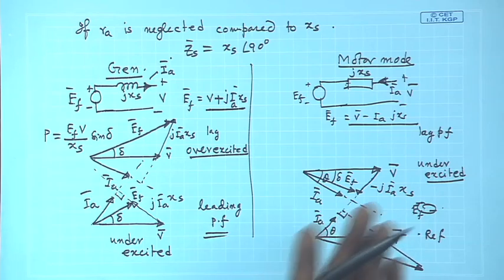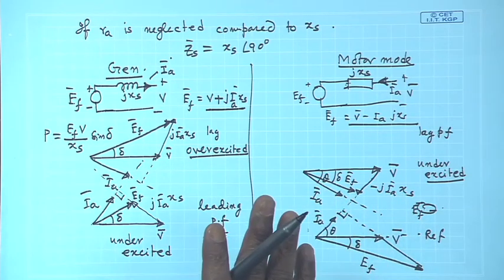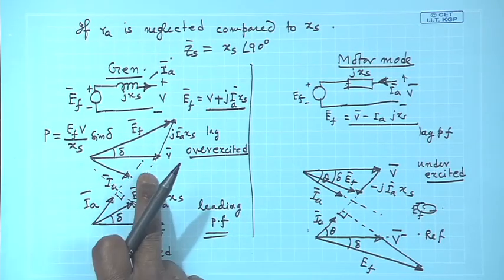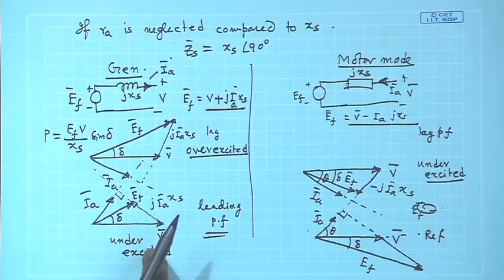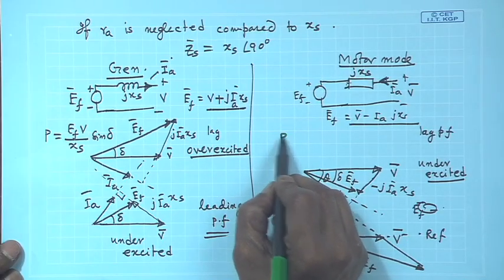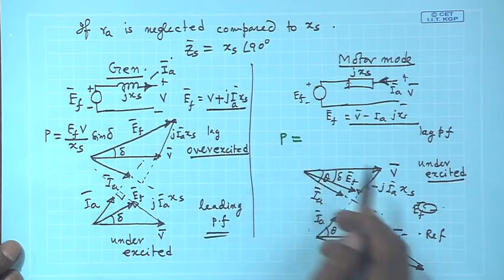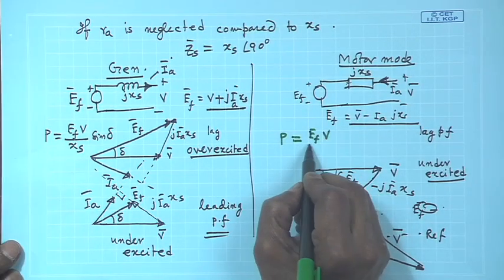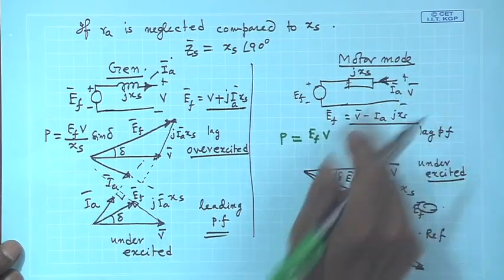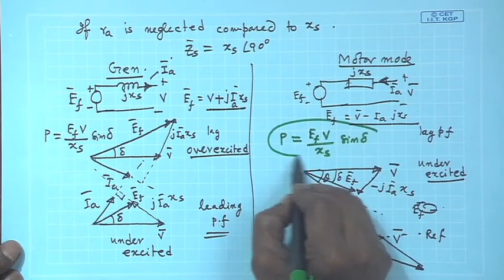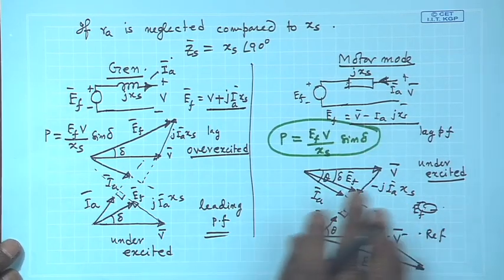But we now have a fair idea. Once again, in case of a generator, Ef will always be above V, no matter whether it is lagging or leading power factor. What will change is either over excitation or under excitation. Similarly for motor mode. And the expression of power, with the condition that RA is neglected, becomes very easy to remember: the product of excitation voltage and V divided by the reactance, and sin delta, that is all. Okay. So, we have done this.